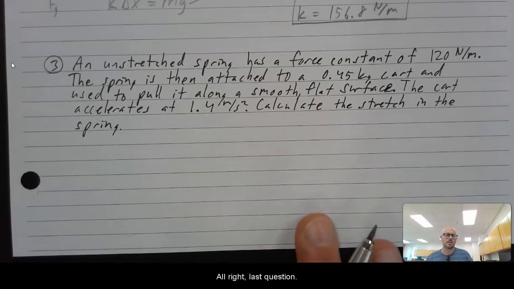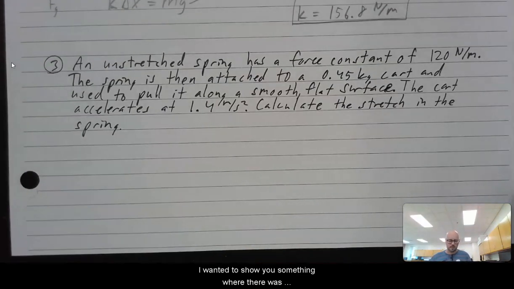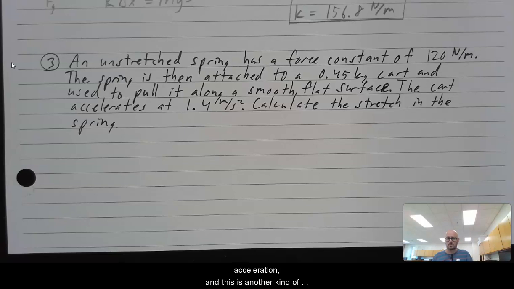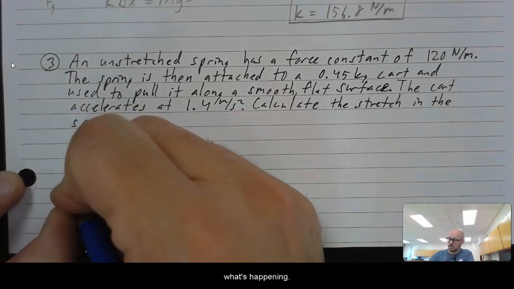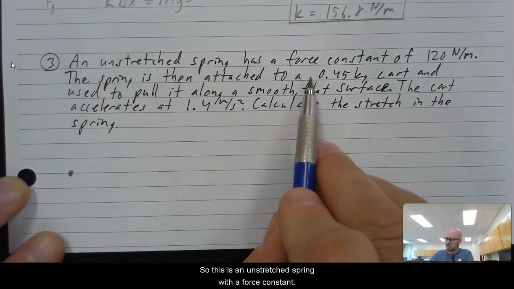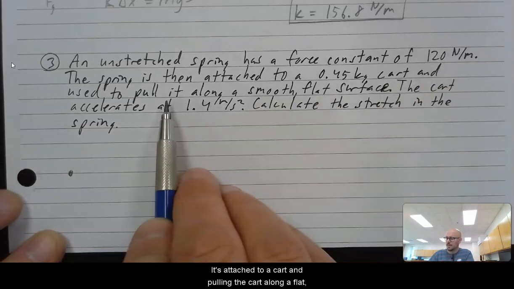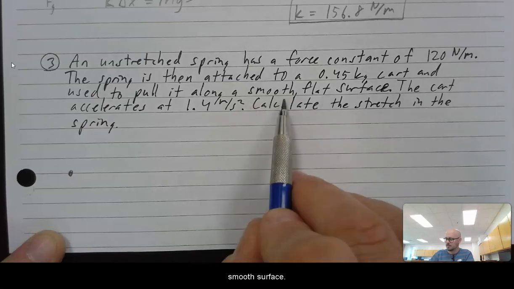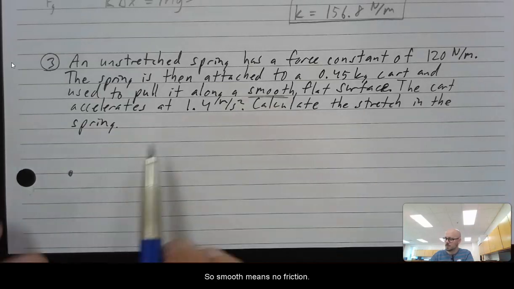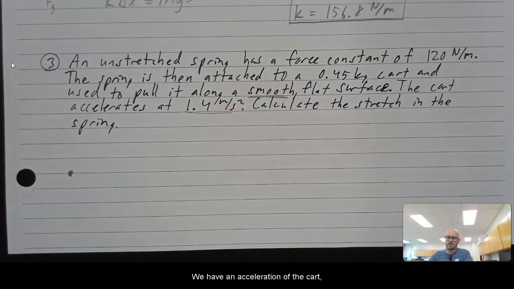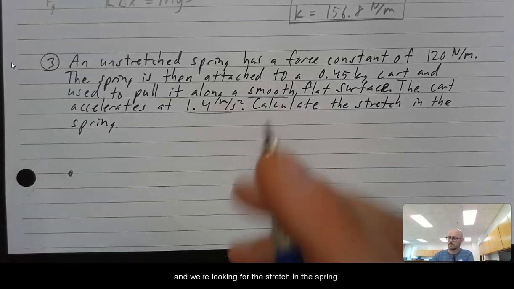All right, last question. I wanted to show you something where there was acceleration, and this is another kind of easy one once you can understand what's happening. So this is an unstretched spring with a force constant. It's attached to a cart and pulling the cart along a flat, smooth surface. So smooth means no friction. We have an acceleration of the cart, and we're looking for the stretch in the spring.